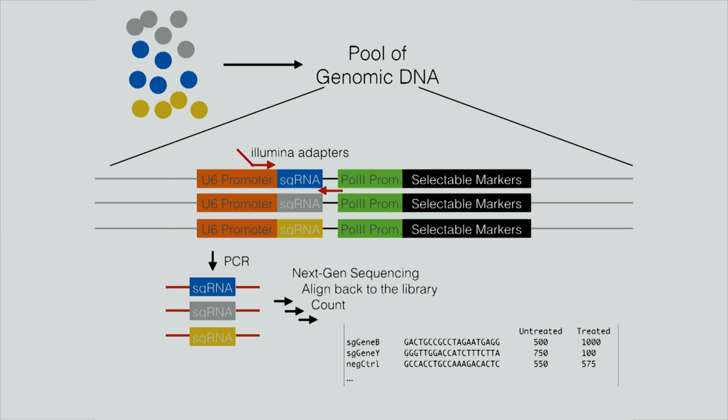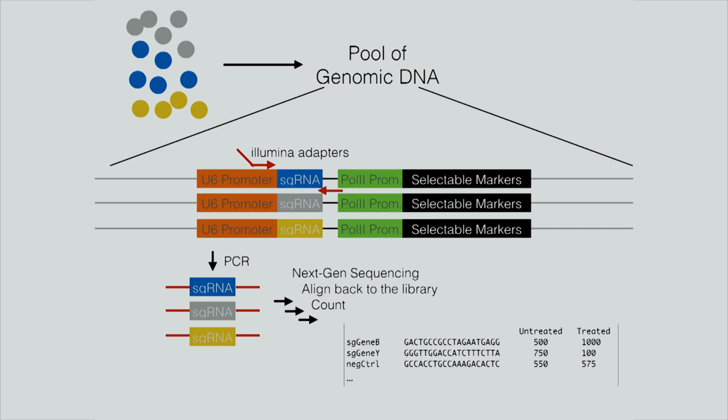It is a very short, usually 20 base pair barcode, so it is kind of the cheapest option in screening: lots and lots of very short reads. And the coverage concept still applies here. And then you just align back to the library and count how many cells gave you the sgRNAs in each condition.